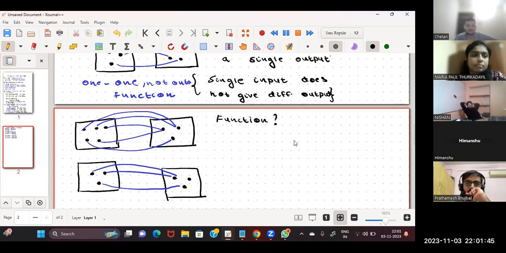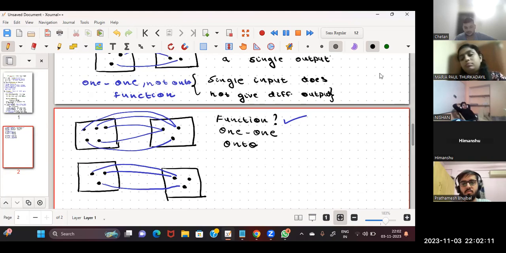We saw that all the inputs have some output in the second box, and no single output in the second box is mapped from two different... no output has ambiguity about its input. That means there is no ambiguity about the output. So it is a function. Is this a one-to-one function? No, it's not. Pratmesh says it's not. One to many, correct. That's true.